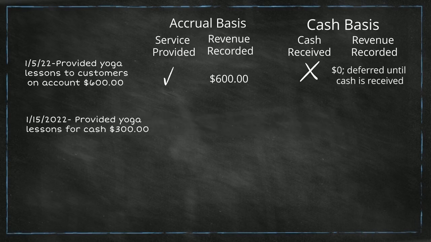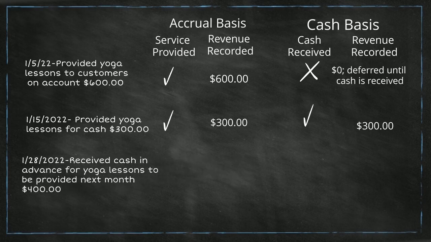On January 15th, the company provides yoga lessons for cash. Under the accrual basis, the service has been provided, so the revenue will be recorded for $300. Under the cash basis, cash has been received, so the revenue will be recorded.